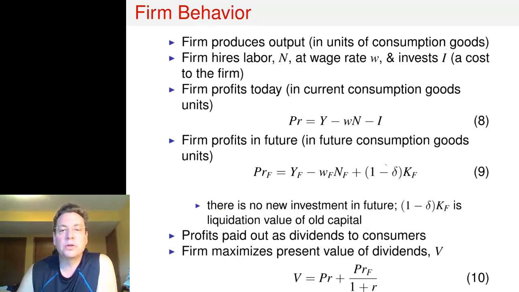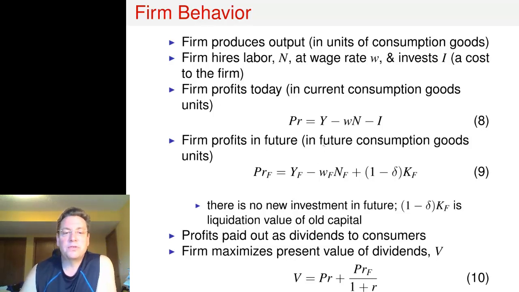Okay, so what is the firm going to do? Well, it produces output that is in units of consumption goods. It hires labor. The wage rate is given. It makes an investment decision. And as I said, that investment decision is a cost to the firm because they're foregoing profits.